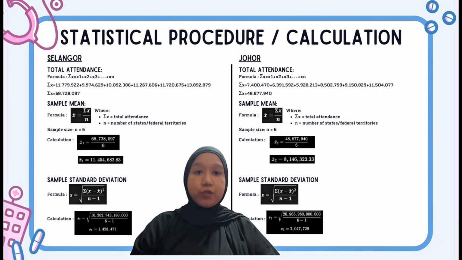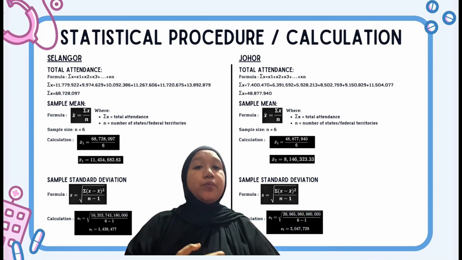For the statistical procedure, first we use the pooled variance formula to calculate the pooled variance and pooled standard deviation. Then we use the pooled t-test formula, which is t equals mean 1 minus mean 2, divided by the pooled standard deviation times the square root of 1 over n1 plus 1 over n2.